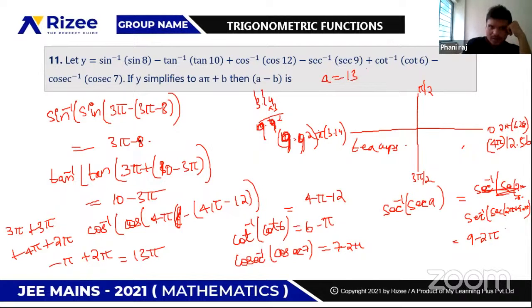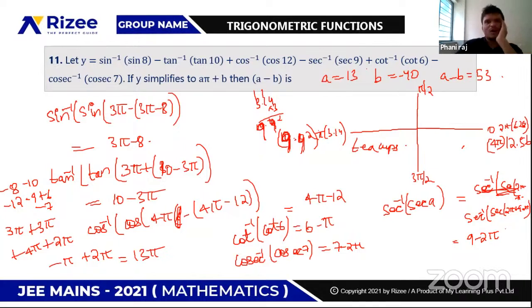B, what should you do? Minus 8. We'll do the same thing here. Minus 8, minus 10. Again, cos is positive, so minus 12. Secant is negative, so minus 9. Cot is positive, so it is plus 6. Cosecant is negative, so it's minus 7. So what is this? Minus 18, minus 12, minus 30, minus 39. Minus 39 plus 6 is minus 33. Minus 33 minus 7 is minus 40. So B is equal to minus 40. So A minus B is equal to 53.